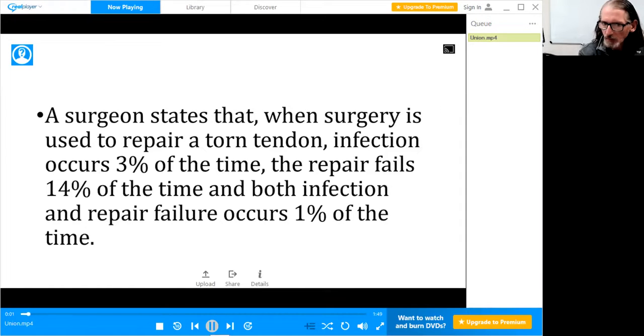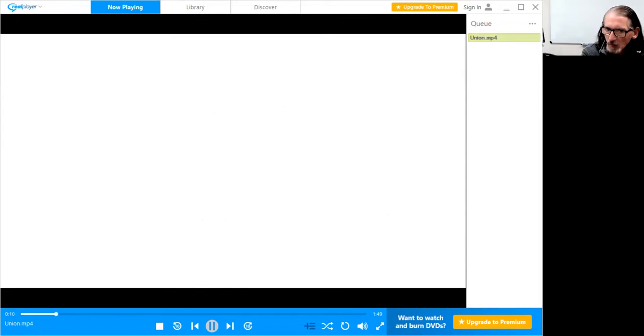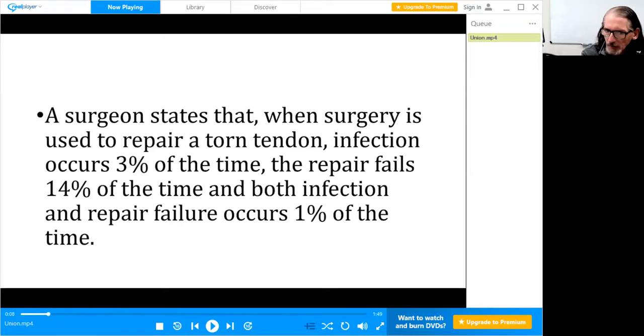In this example, we are told that when a surgery is used to repair a torn tendon, infection occurs 3% of the time, repair fails 14% of the time, and both happen 1% of the time.